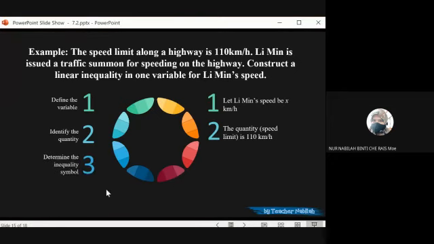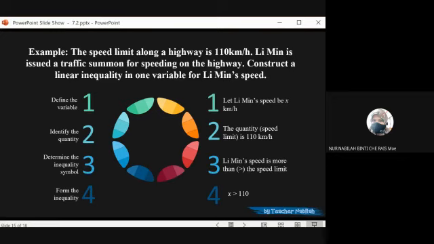And then after that, we determine the inequality symbol. Is it more than or less than? For this case, exceeding the limit means he must be more than the speed limit, because he got the summons. So limit speed is more than the speed limit. Okay, so how to write? Then the fourth one, we form the inequality. So just now limit speed is x, right? So we can write x more than 110.